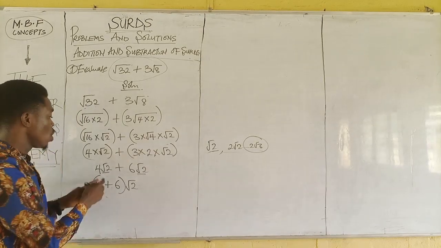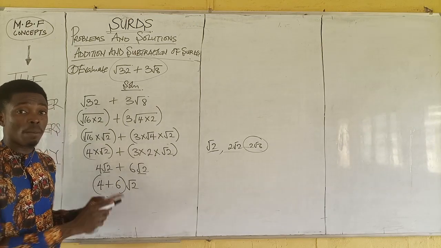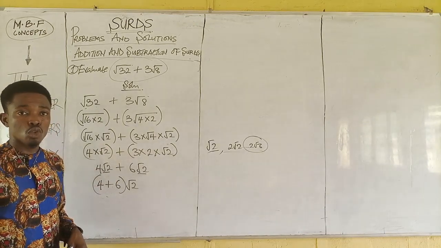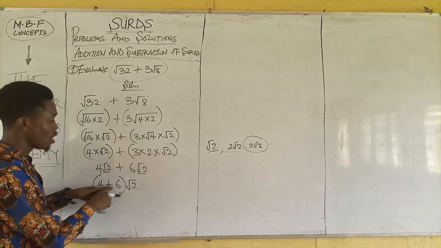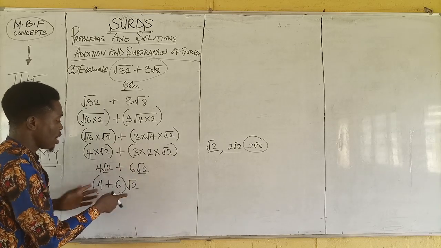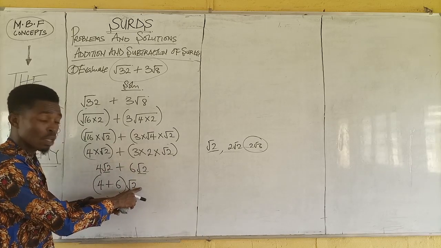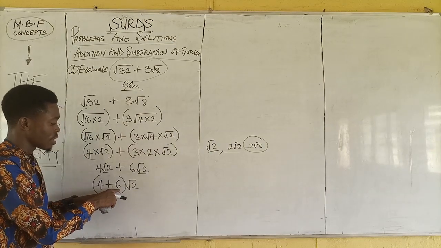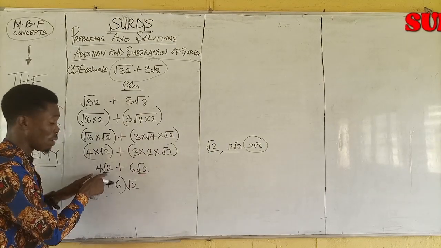And how do you factorize? Look out for the common term there, and the common term here is root 2. So when you remove root 2 from here, you have 4 left. When you remove root 2 from here, you have 6 left. You have 4 plus 6, all times root 2. Now, if I say root 2 times 6, I'll have 6 root 2. Root 2 times 4, I have this back.